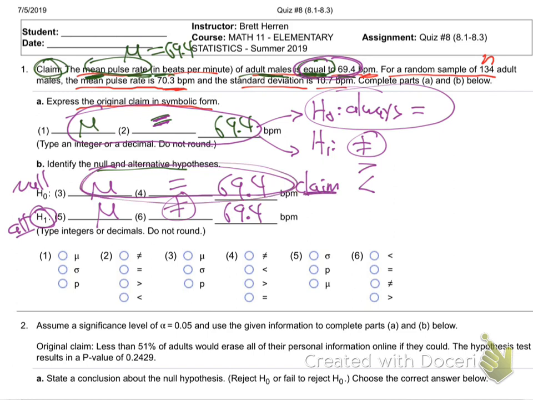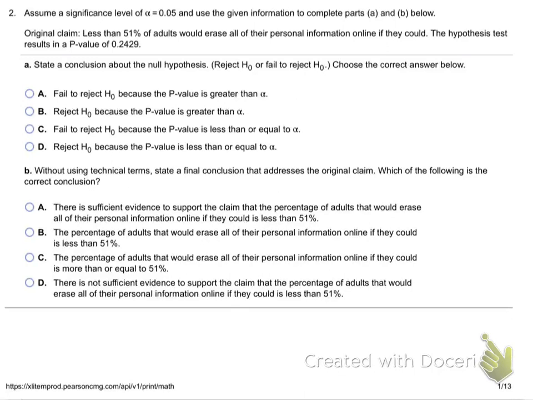All right. Okay, here on number 2. Significance level 0.05. We'll get to that in a minute. Original claim. Less than 51% of adults would erase all their personal information online if they could. So let me write that. So you start with the claim. Mu less than, or actually that's going to be a P, I'm sorry.